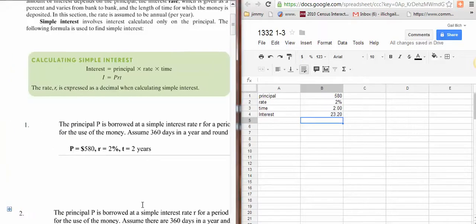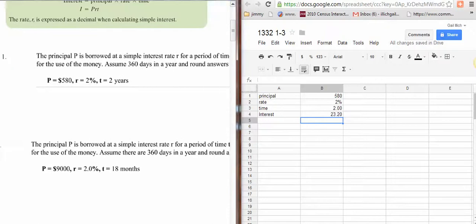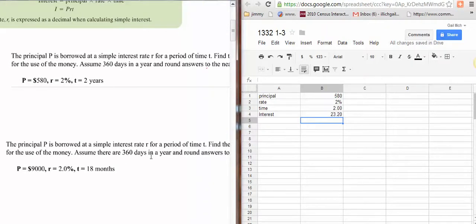Okay, now let's do another problem. It says the principal P is borrowed at a simple interest rate R. Now we have our time is 18 months. So what are we going to do with that? Well, our P now is $9,000, so we'll put 9,000 in. Our interest rate is still 2%, so I'm going to leave the rate as 2%.